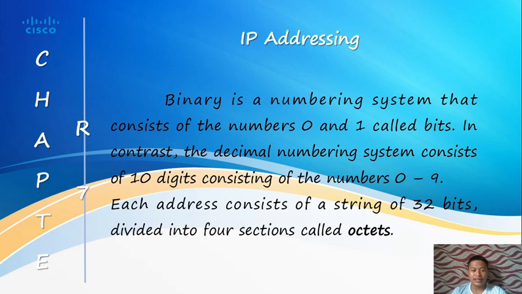Binary is a numbering system that consists of the numbers 0 and 1, called bits. In contrast, the decimal numbering system consists of 10 digits, the numbers 0 to 9. Each address consists of a string of 32 bits divided into 4 sections called octets.